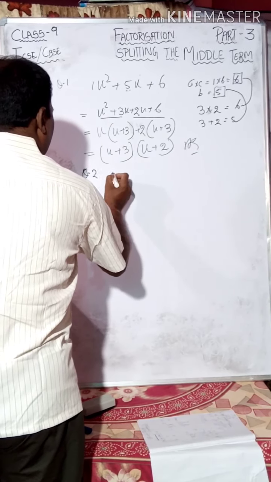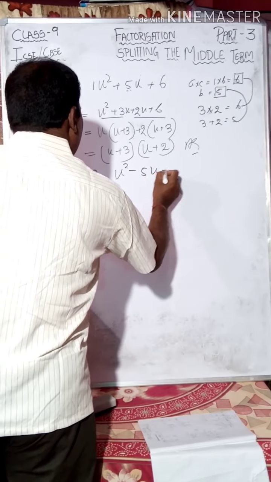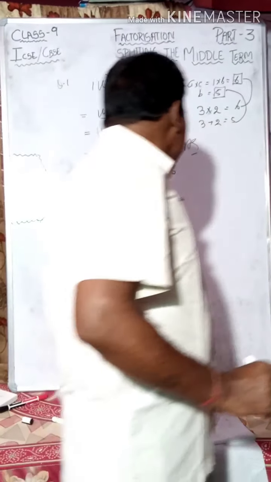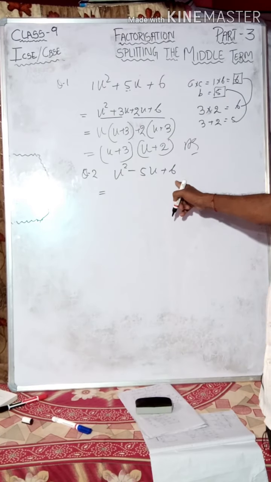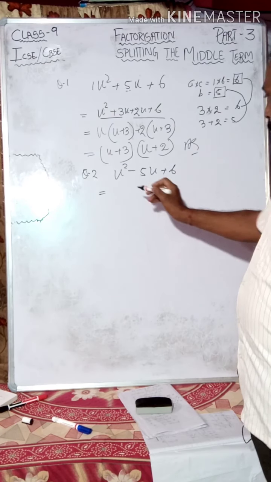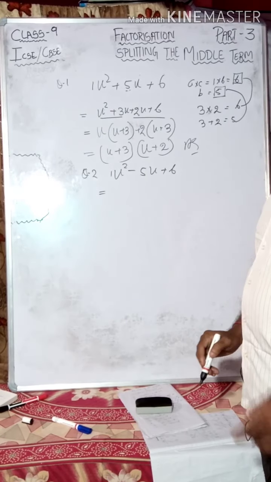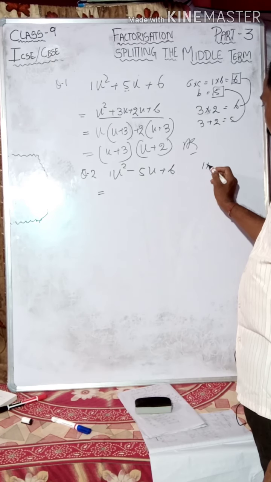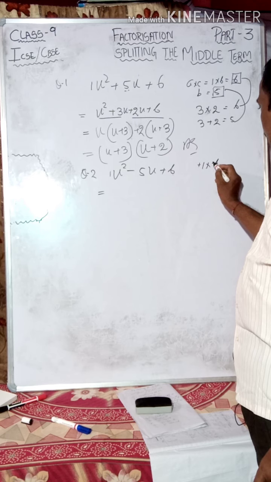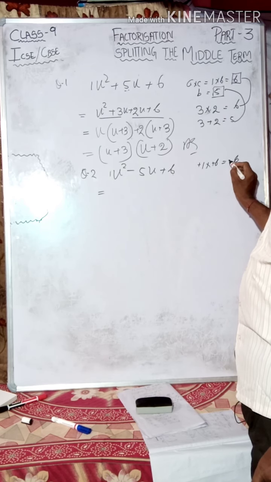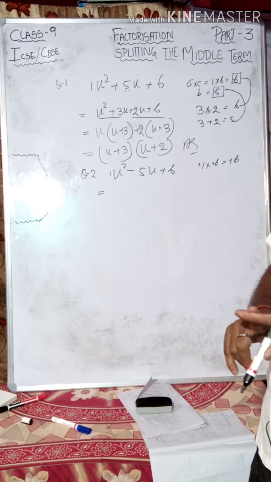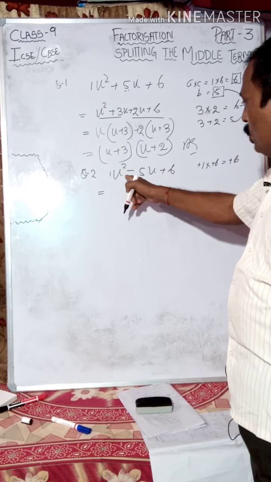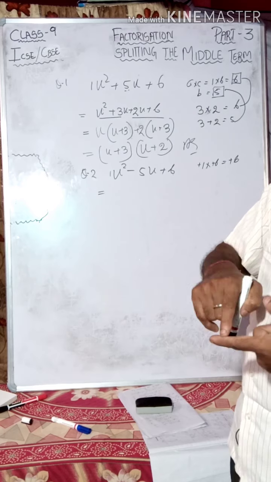Question number 2: x square minus 5x plus 6. Same problem, but with a little change of sign. Now look, the coefficient of x square is 1 and c is 6. So a into c, a is plus 1, c is plus 6, that is equal to plus 6. The product will be plus. Here all are plus, so there is no problem. But here plus and minus are given, and here is a problem. Here is the turning point.